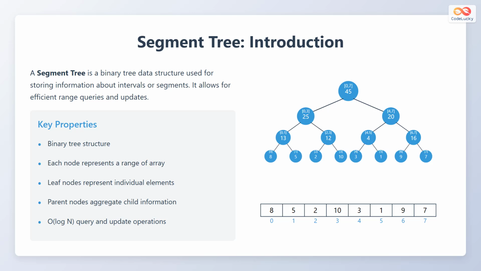Here are some key properties of segment trees. The first one is the binary tree structure. Each node has at most 2 children. Each node represents a range of the array, storing information relevant to that range. The leaf nodes represent individual array elements. Parent nodes aggregate information from their children, storing combined results. Segment trees enable O(log n) time complexity for both query and update operations, making them highly efficient for dynamic range problems.